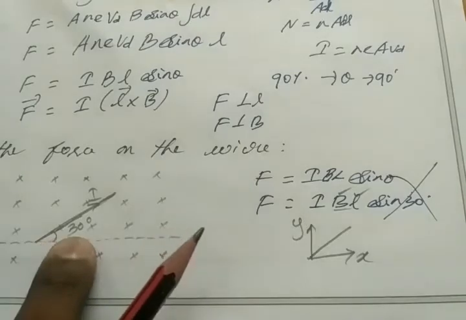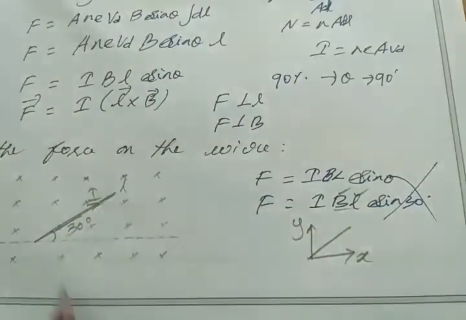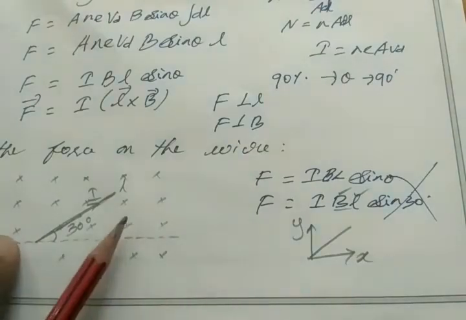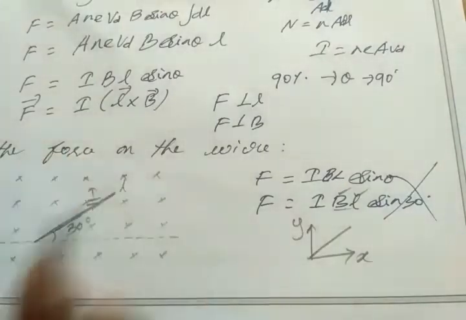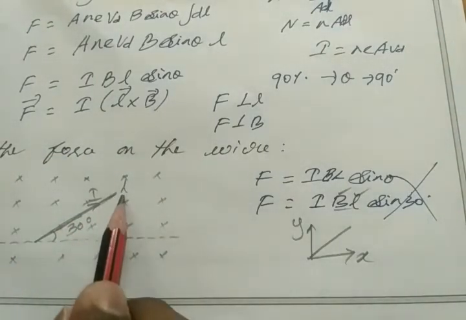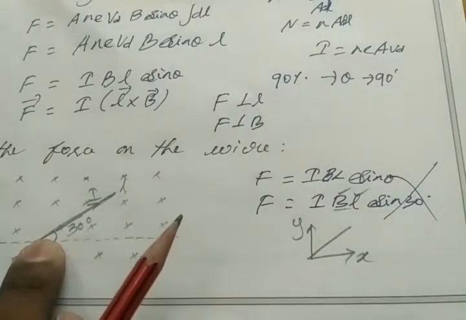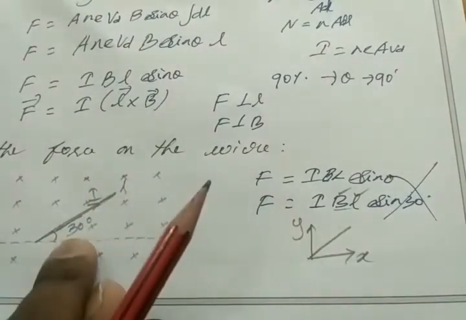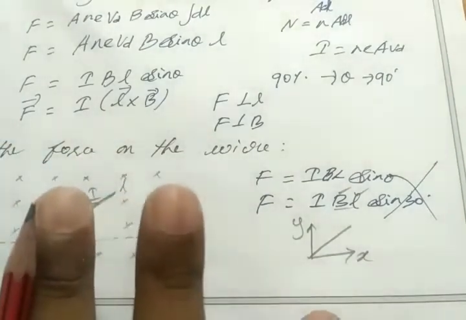Here the 30 degree is an angle between the length element and the horizontal line, some imaginary horizontal line. So we don't want this horizontal line. We only concern ourselves with whether the angle is between the length element and the magnetic field. Here the angle is not between the length element and magnetic field, but between the length element and the horizontal axis. So don't consider this angle, don't get confused.